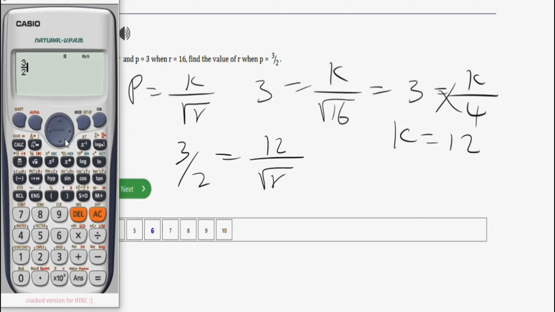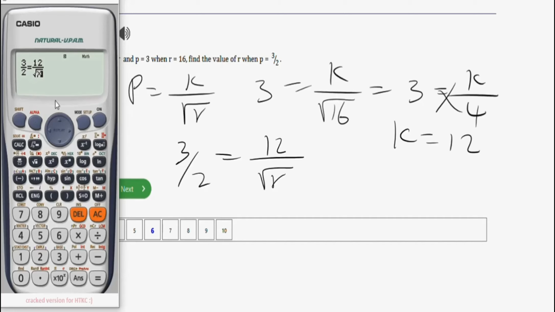equals, press alpha and calc. In fraction again, 12 over square root. To bring our square root, press this. Let's call our r to be x. That's what the calculator recognizes, the variable. So we're good to go.